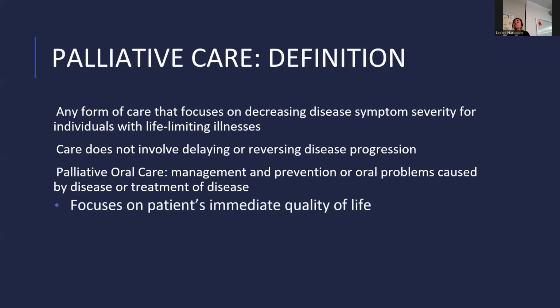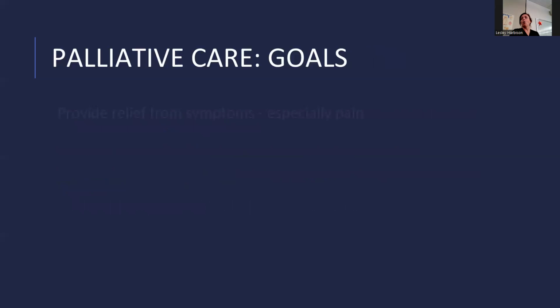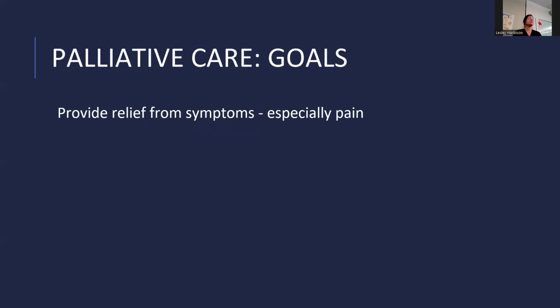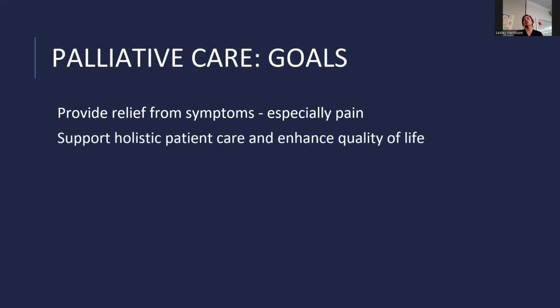So we focus on patients' immediate quality of life, things like keeping tissue moist, reducing the discomfort and severity of mucositis, all of these intense acute things that might increase discomfort at that time. So the goals, kind of repetitive, I probably already said it: provide relief from symptoms, especially pain. Trying to keep the patient pain-free and comfortable, support holistic patient care and enhance quality of life.